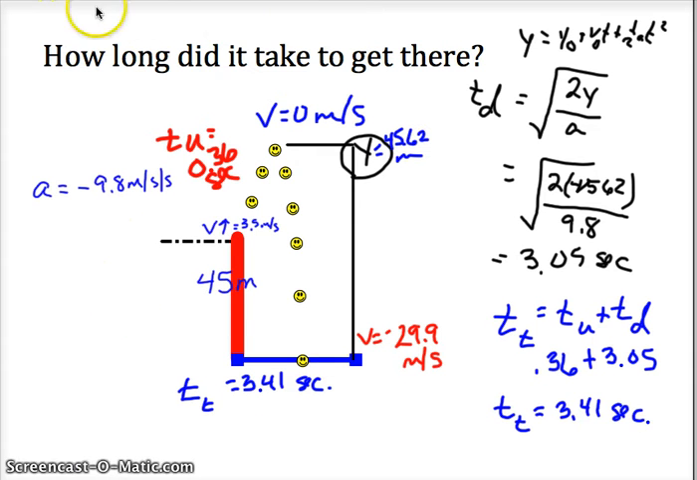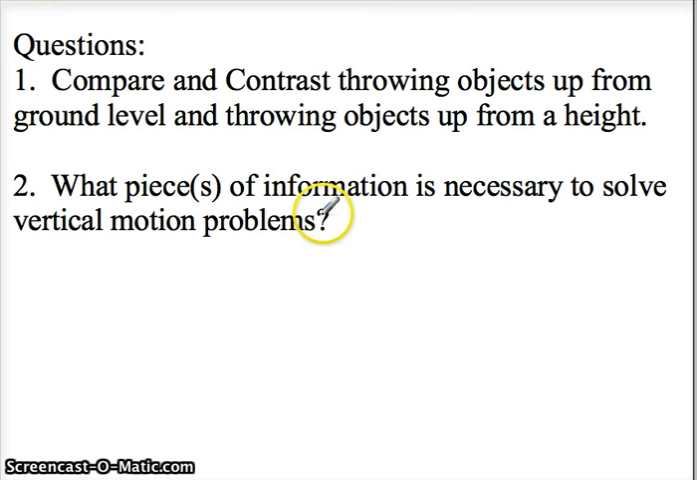So that was your last sample problem for 2.1b. Now what I want you to do is get your reading assignment out. You had a Unit 2 reading assignment number 2. And on the back, that should be blank, answer these two questions. Number 1, compare and contrast throwing objects up from ground level and throwing objects up from a height. And number 2, what piece or pieces of information are or is necessary to solve vertical motion problems? Bring this back to class with you next time.